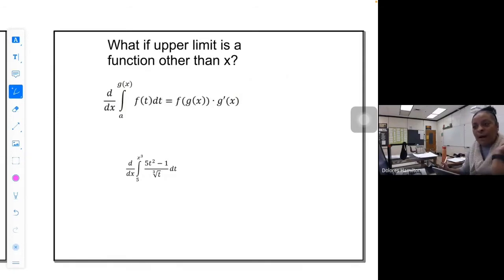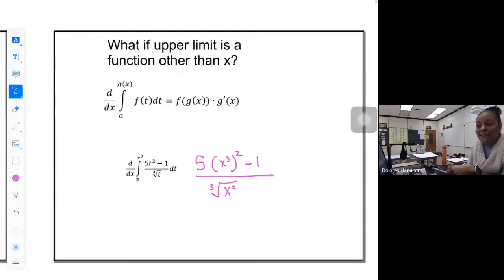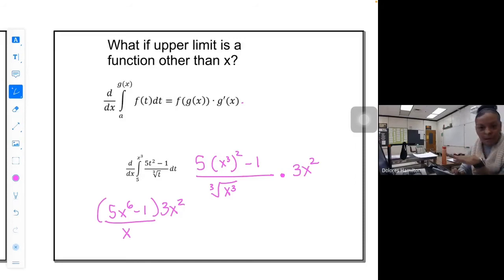So let's look at that bottom example. Step 1, if I have 5t squared minus 1 over cube root of t, everywhere I have a t, I'm replacing it with x cubed. So it looks like this. I can clean that up in a second. Next, I want to multiply by the derivative of g. So I plugged in x cubed, so I have to multiply all of that by 3x squared. So we could then write that like so. And I can clean it up, but whatever, that's fine.